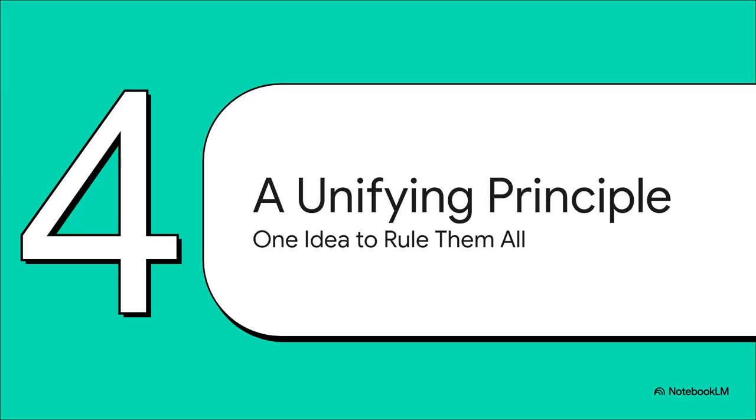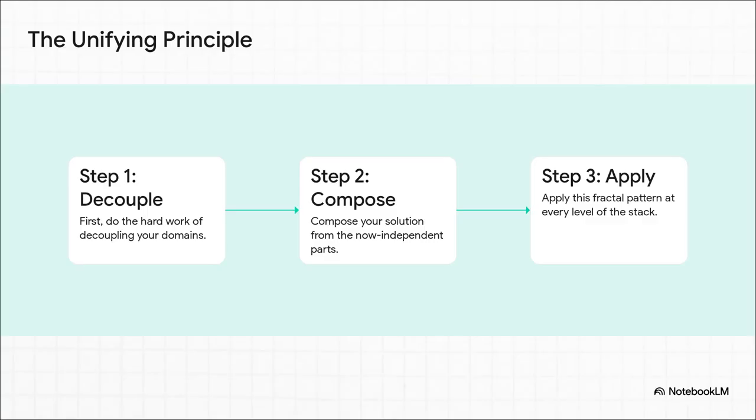So, whether we're talking about a massive system architecture or just a single UI component, we've seen the exact same pattern emerge again and again. It's one powerful, unifying idea that helps us manage complexity at every single scale. So here it is in a nutshell. First, do the hard work of decoupling your domains, whether that's big features in a monolith or small UI elements in a component. Second, compose your solution from these now independent parts. And third, and this is the big one, realize this isn't just for architecture or just for components. It's a fractal pattern you can apply everywhere.